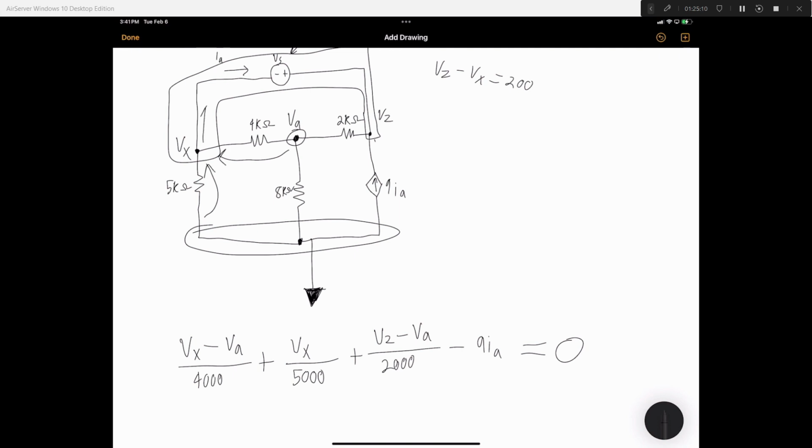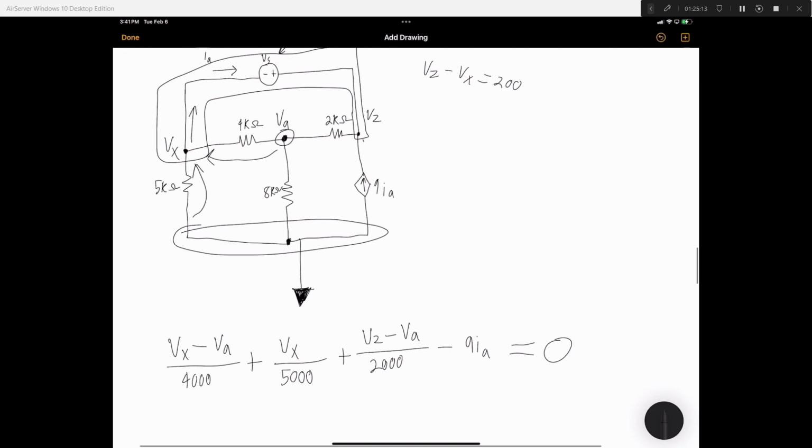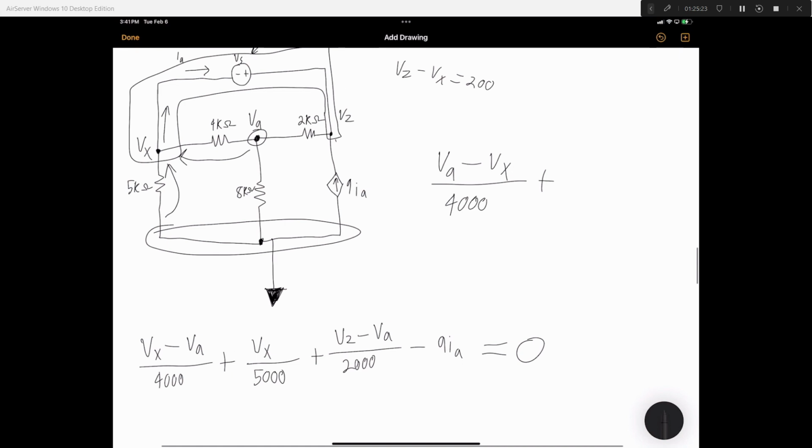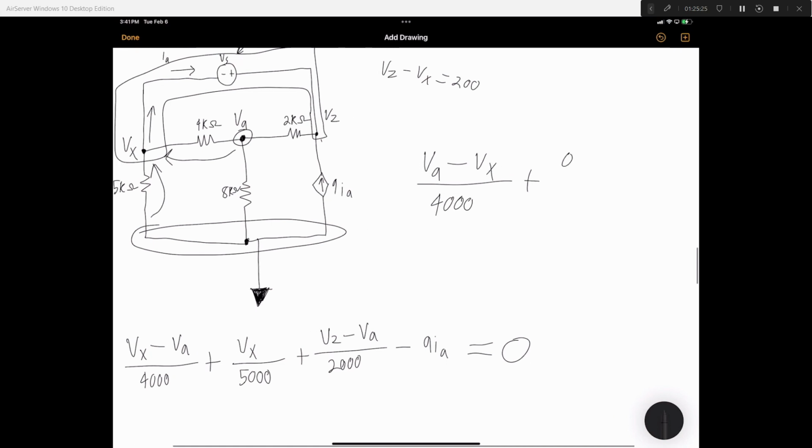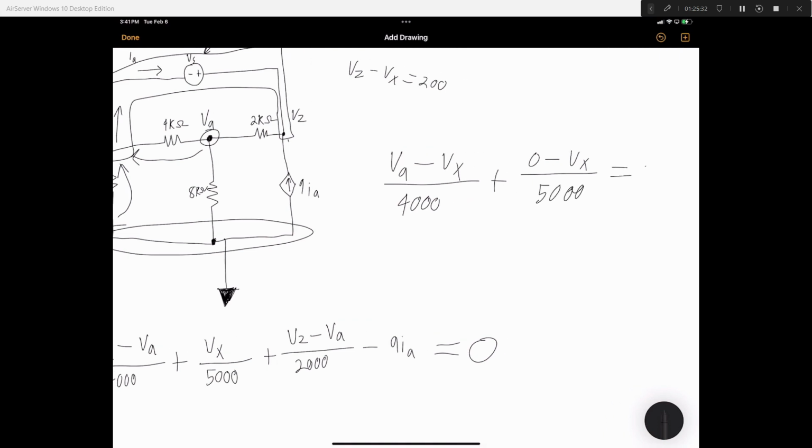From here to here. Equal I sigma, which in terms of the problem, I used A, divided by 4,000. Plus from 0 to negative v sub x over 5,000. Must be equal to I sigma.